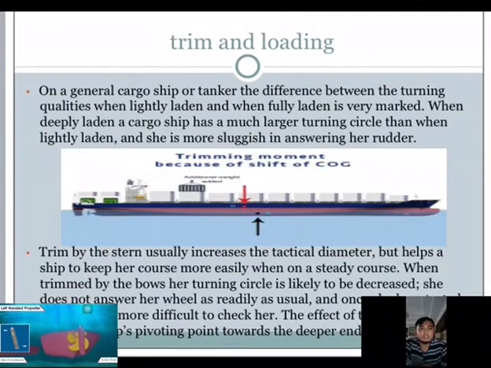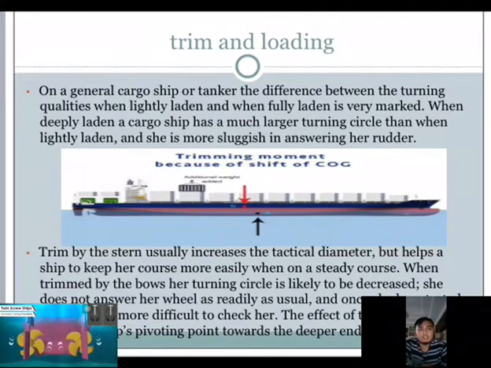Trim by the stern usually increases the tactical diameter but helps the ship keep her course more easily when on a steady course. When trimmed by the bows, her turning circle is likely to be decreased. She does not answer her wheel as readily as usual, and once she has started to swing, it is more difficult to check her. The effect of trimming is to move the ship's pivoting point towards the deeper end.